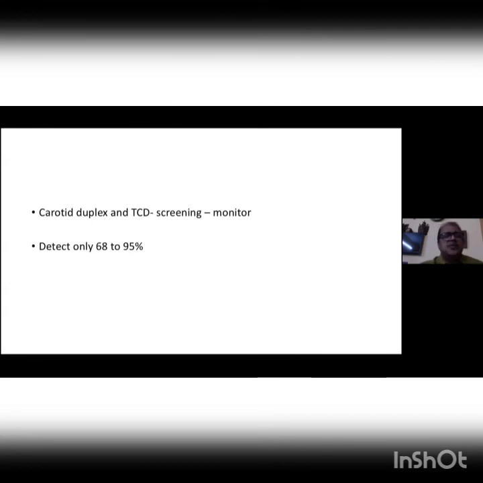Carotid duplex and transcranial Doppler can be used for screening, and for monitoring the progress, how it is evolving over a period of time, or whether it is healing over long-term monitoring. But it detects only 68 to 95% of the patients. So we should not do only carotid duplex and say the patient doesn't have dissection. The clinical history and clinical suspicion are very, very important, and we have to do appropriate investigation to pick up these dissections.